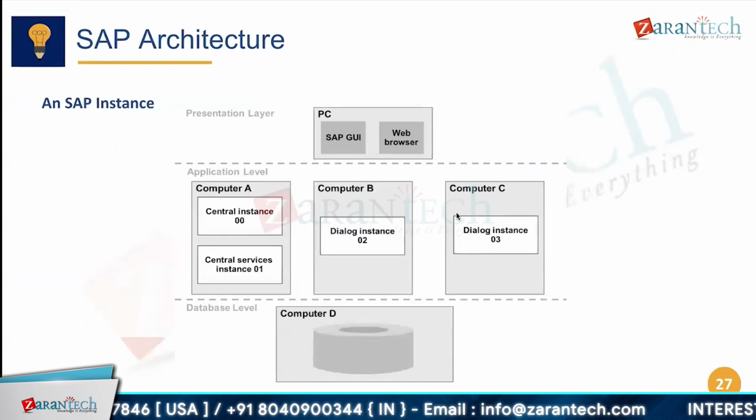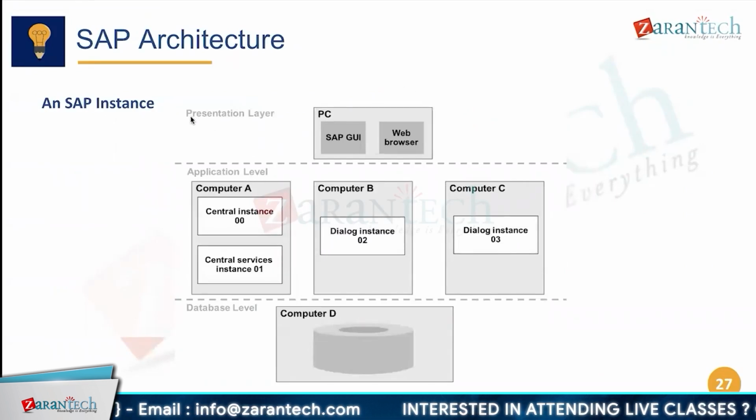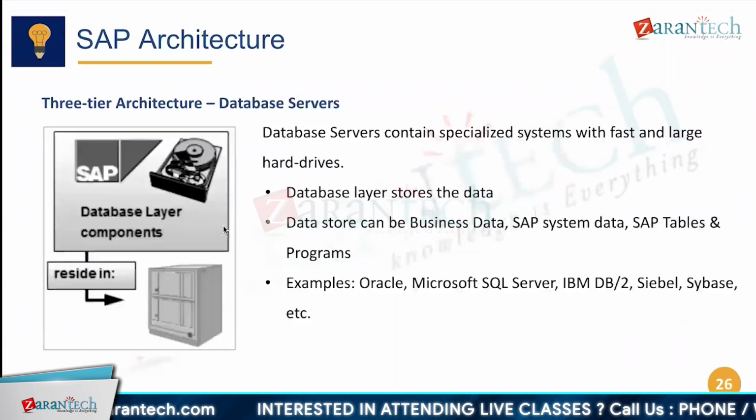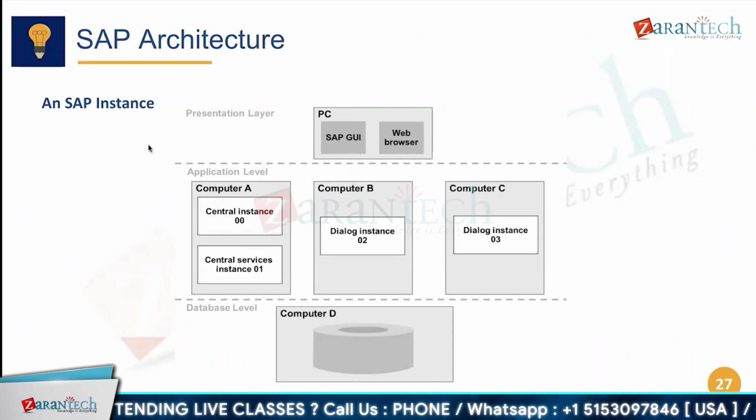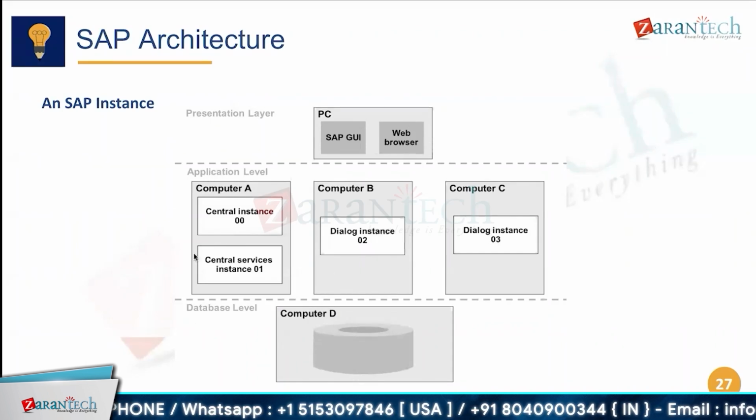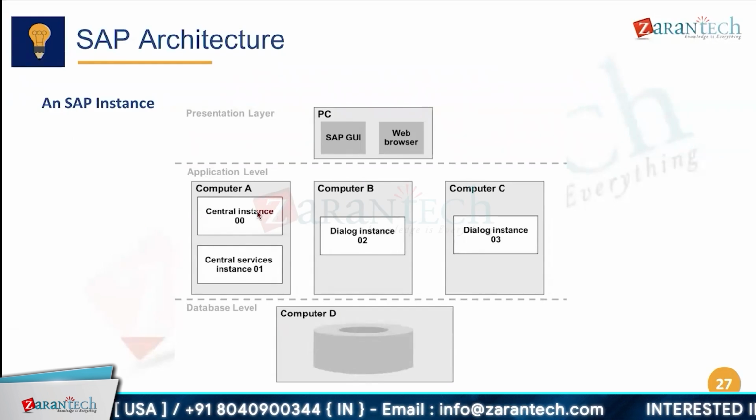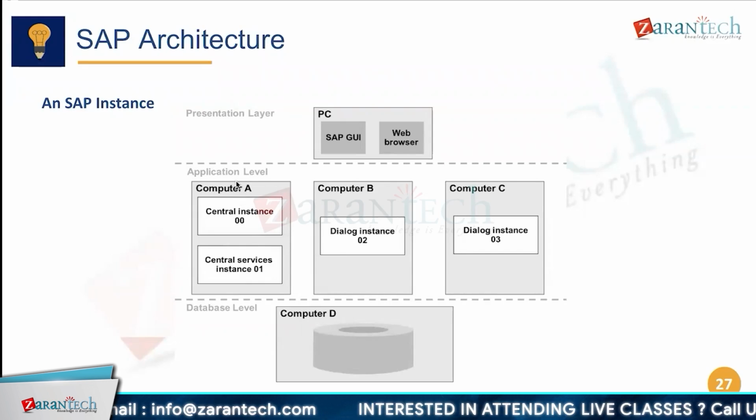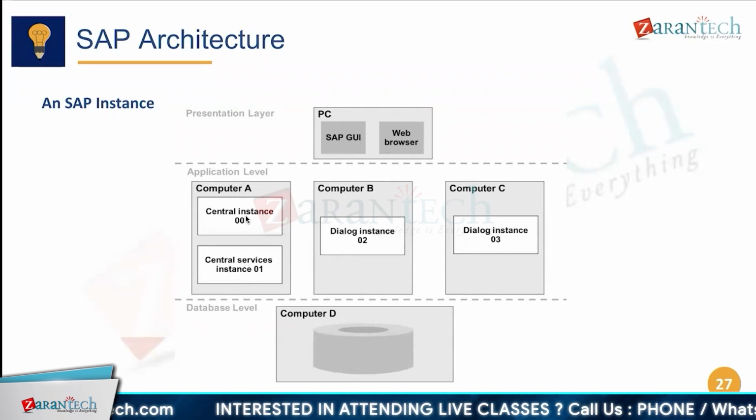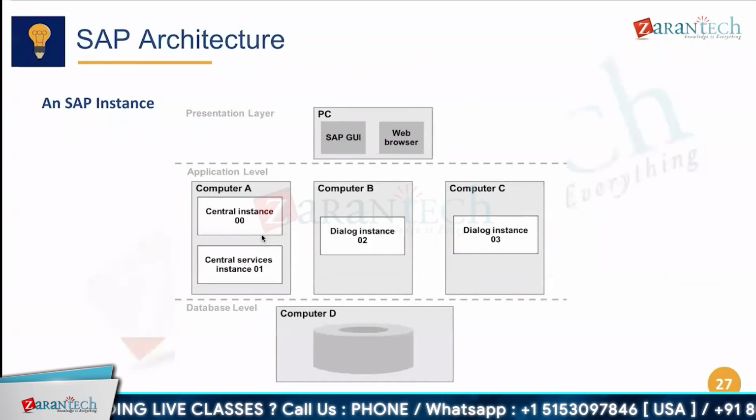Good. Any questions here? Now you understand the difference between an SAP system and an SAP instance. In the next part, I will talk only about the SAP application server architecture. At that time you will get much more clarity on what happens in this application level, what the central instances are, and what services they have. But for now, just understand that in my application level I am going to have a central instance and a central services instance.